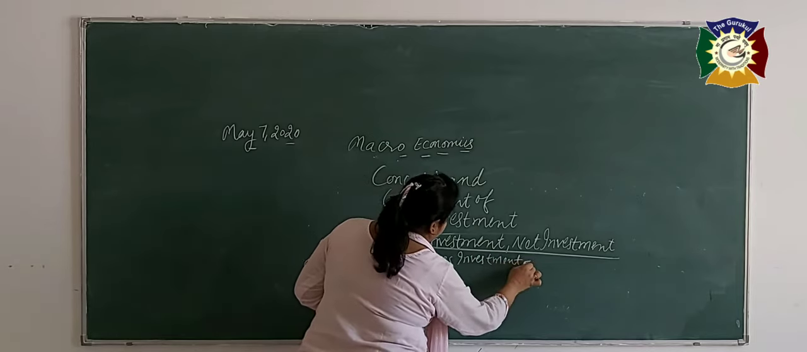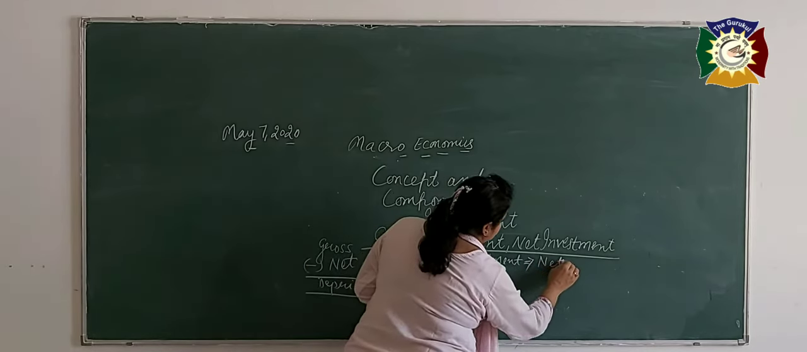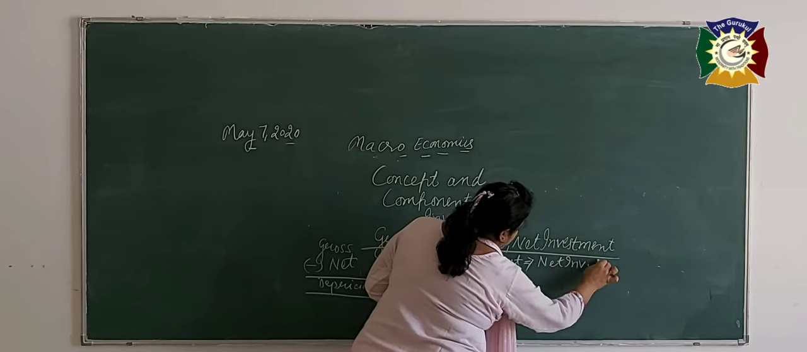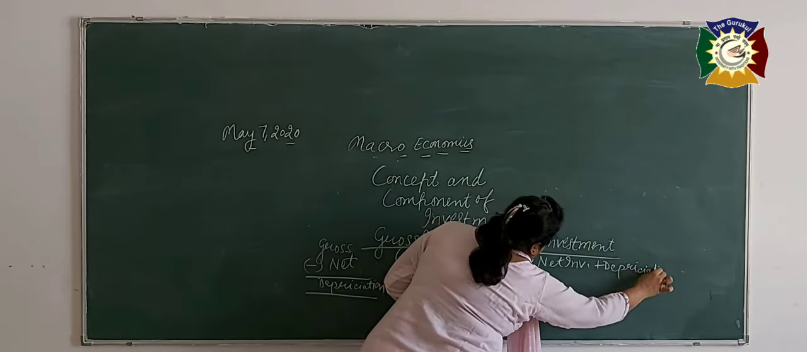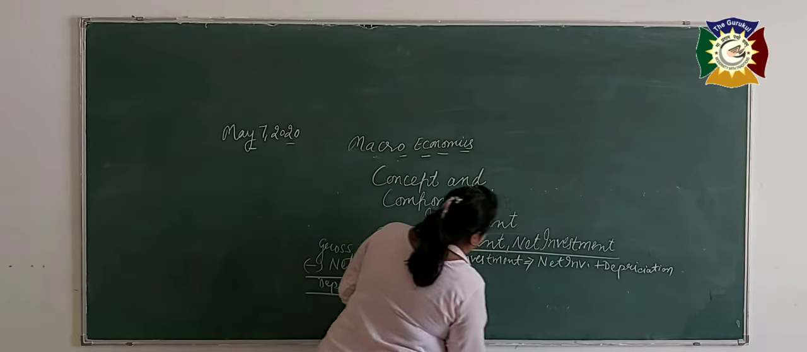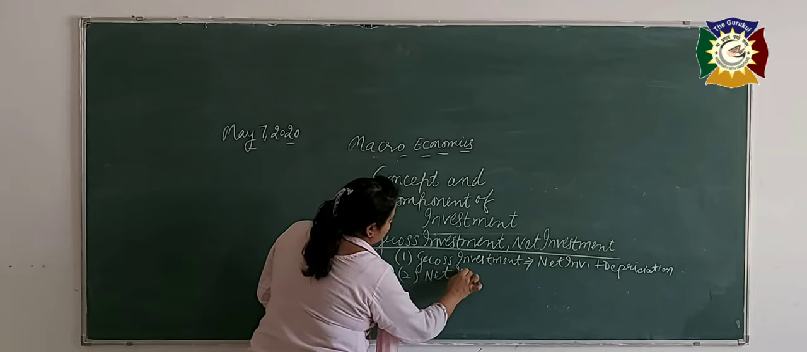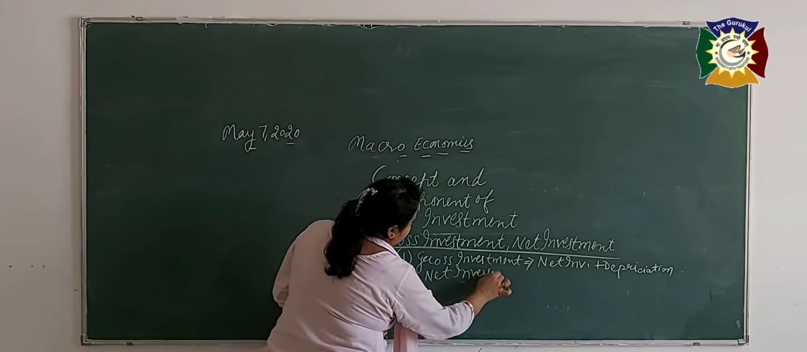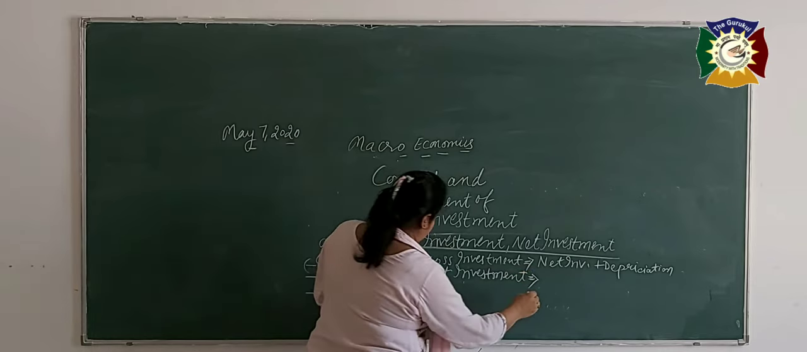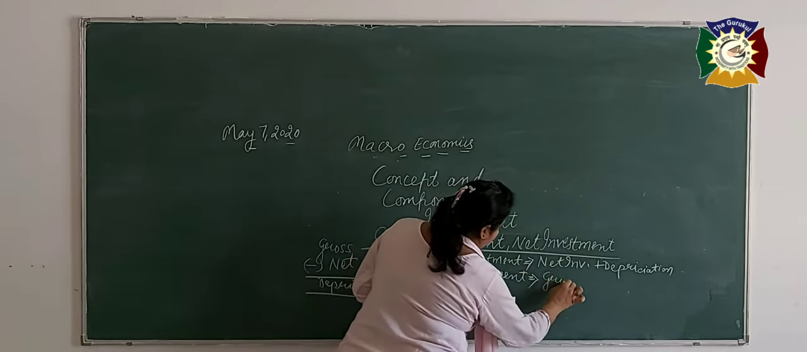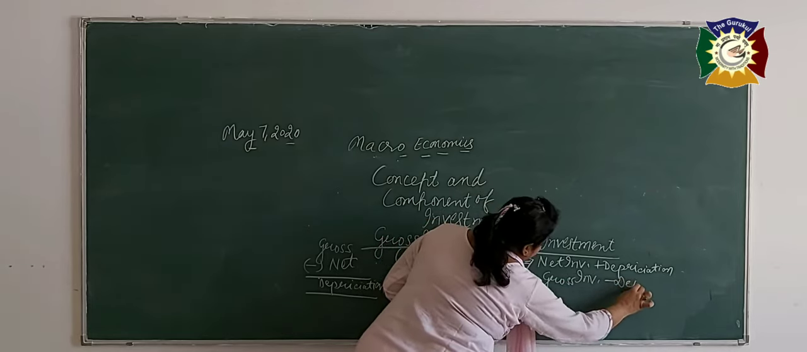it means how I will get it: net investment plus depreciation. And if I want to calculate the value of net investment, it means gross investment minus depreciation.